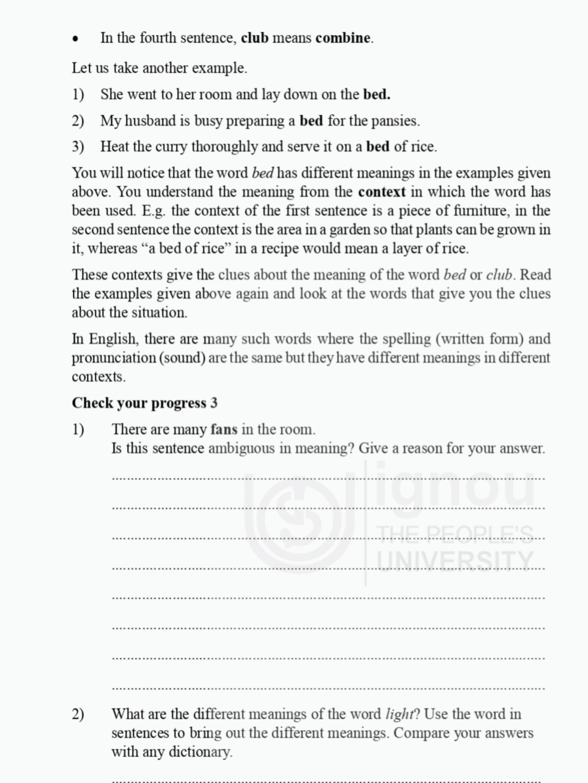For example, the context of the first sentence is a piece of furniture. In the second sentence the context is the area in a garden so that plants can be grown in it, whereas a bed of rice, in a recipe, would mean a layer of rice. These contexts give the clues about the meaning of the word bed or club. Read the examples given above again and look at the words that give you the clues about the situation. In English, there are many such words where the spelling, written form, and pronunciation, sound, are the same but they have different meanings in different contexts.